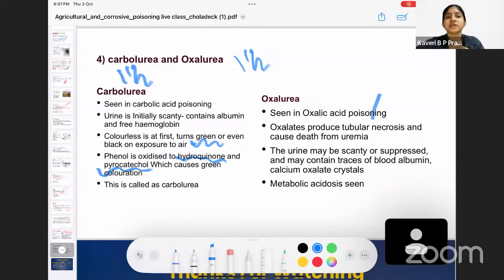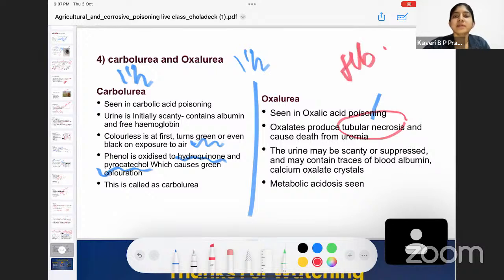Coming to the second part, oxaluria. Oxaluria is seen when the person consumes oxalic acid. In the case of oxalic acid poisoning, oxalates produce tubular necrosis and cause death from uremia. With any poison that breaks down hemoglobin, the compounds formed by the breakdown of hemoglobin will lodge in the tubules of the kidney and affect it, finally causing tubular necrosis.